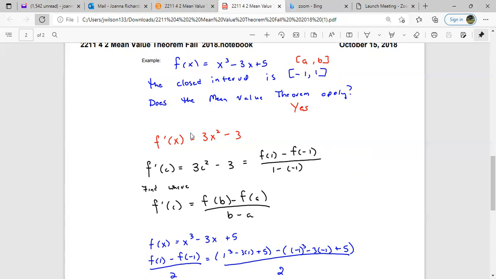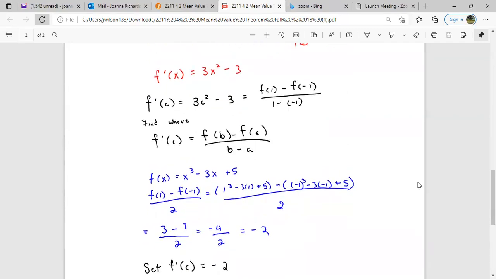So we take the derivative, that'll be 3x squared minus 3, and we substitute in a c, and we set it equal to the formula, (f(b) - f(a)) over (b - a). So I go f(1) minus f(-1) over 1 minus -1. And so I need to find out what this value is.